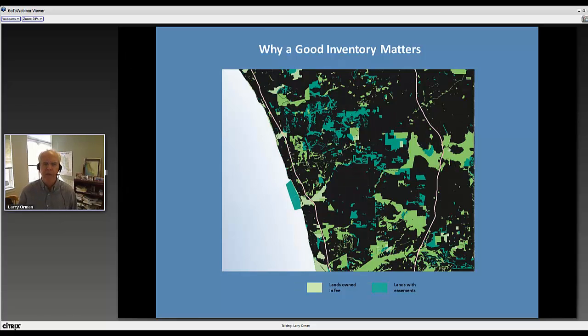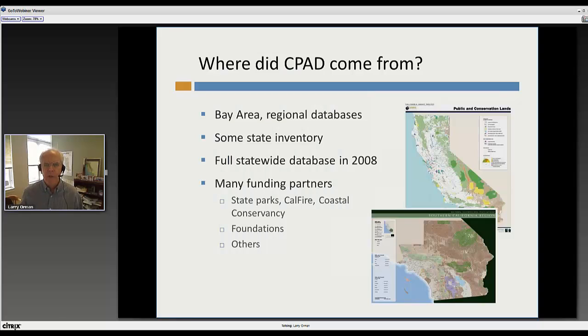Knowing whether we have the full inventory of lands that are protected for open space really matters. It creates a very different look for the planning landscape and the project mitigation landscape and a lot of other factors. If we look at where CPAD came from, GreenInfo developed it from regional data sets that it worked on starting in the Bay Area, really back into the late 1990s.